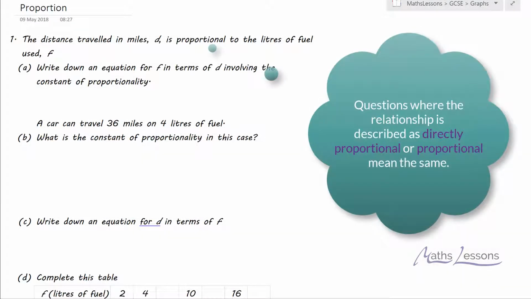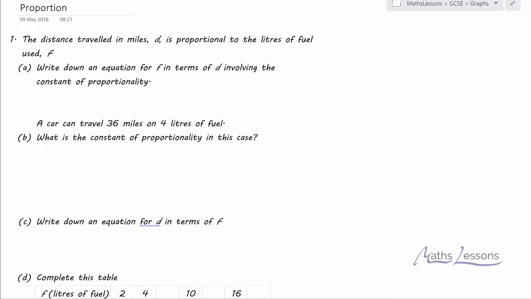Going to look at direct proportion. And in this question, here's a good example. We have distance travelled in miles, d, is proportional to the litres of fuel used, F. So what does that mean? We write the words d is proportional, this symbol here means proportion, is proportional to the litres of fuel F. And what that means is that d will equal something, let's call it k, times by F.